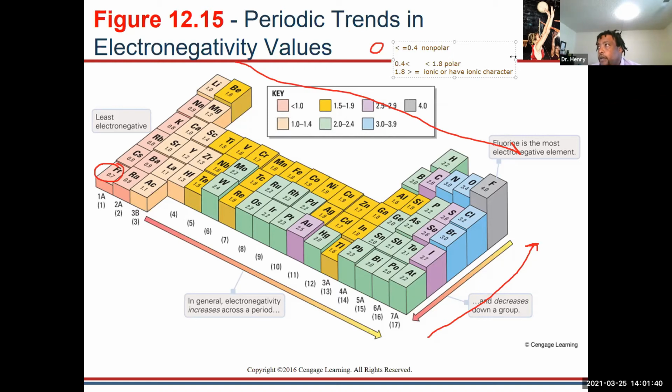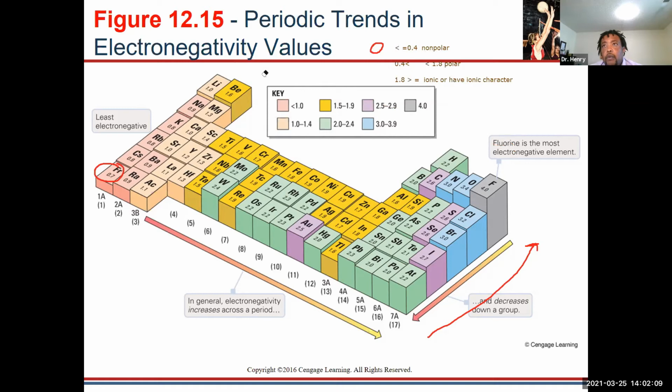Okay, so now let me explain this to you. If the difference between the two atoms we're looking at is less than or equal to 0.4, it's going to be nonpolar. If it's greater than 0.4 but less than 1.8, it's going to be polar. And if it's greater than 1.8, it's going to be ionic, or have ionic character.